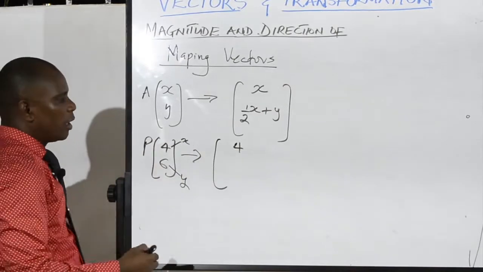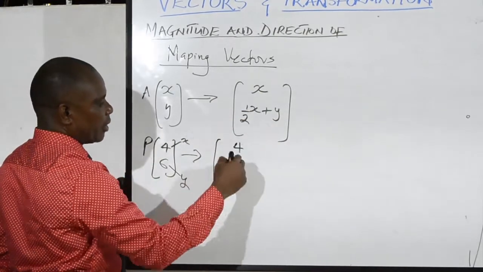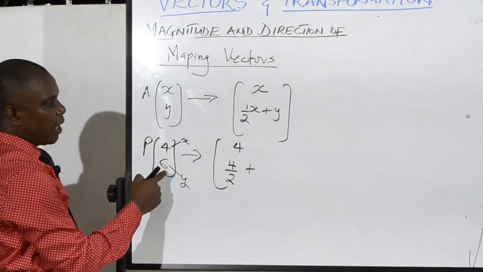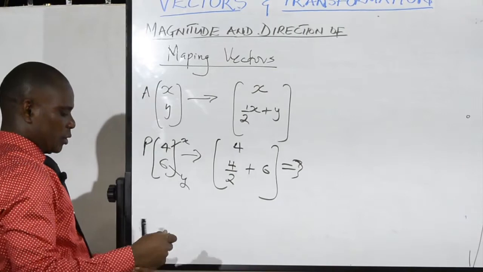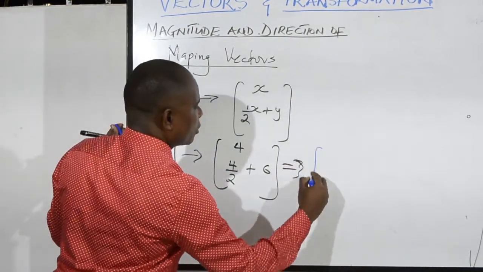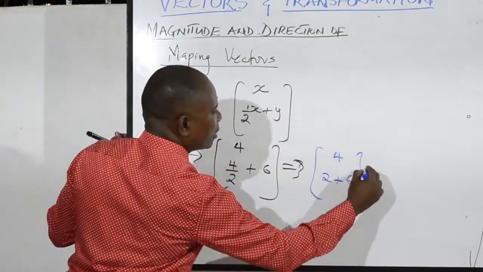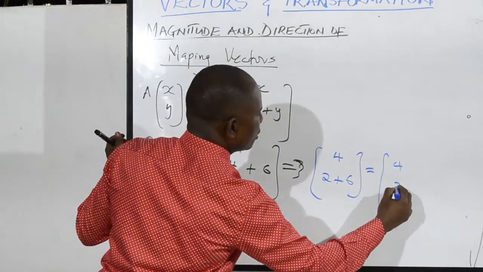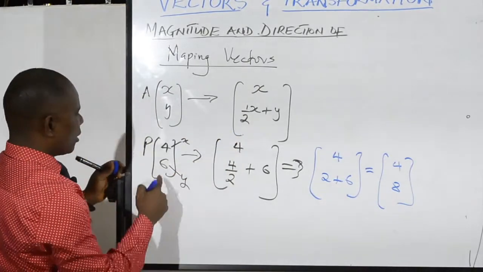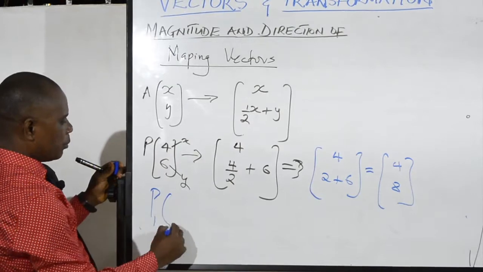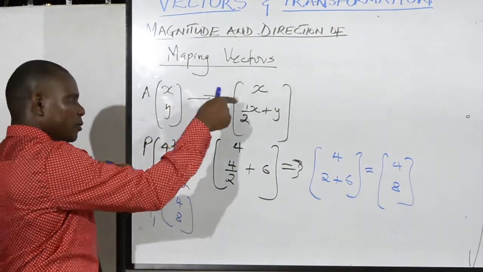So you bring the 4, which is the x, and this is 4 divided by 2, and plus, then you bring the y, which is 6. So now when I map it, this gives me 4 for x, and 2 plus 6 gives me 8. So when I map this vector under this mapping, the first mapping P1 is supposed to be (4, 8). So I've mapped this vector using this mapping onto that.